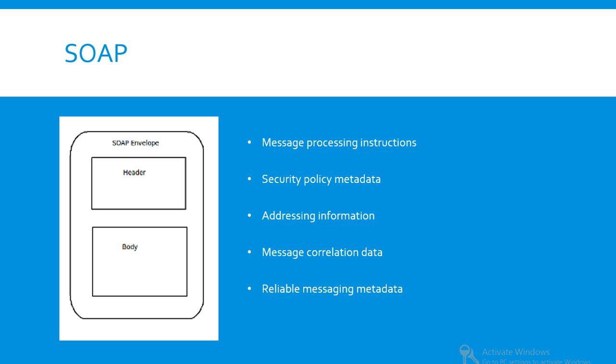Using headers, SOAP messages are capable of containing different types of supplemental information related to delivery and processing of messages. This indirectly provides the statelessness of web services, as by maintaining SOAP headers, services do not necessarily need to store message-specific logic. Typically, SOAP headers can include the following: message processing instructions, security policy metadata, addressing information, message correlation data, and reliable messaging metadata. The SOAP body is the element where the actual message contents are hosted. These contents of the body are usually referred to as the message payload.